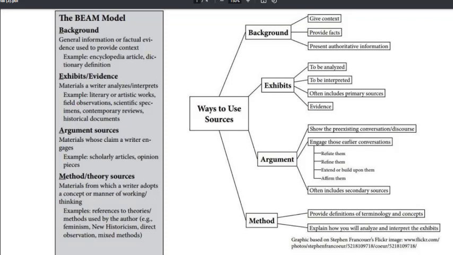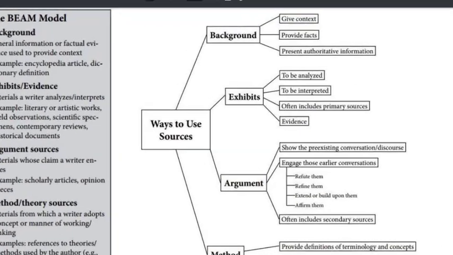There are many ways and reasons why we would do that, but for this stage of writing and academic writing, primarily there are four main reasons why we would integrate sources, okay? So the first is to consider background information.